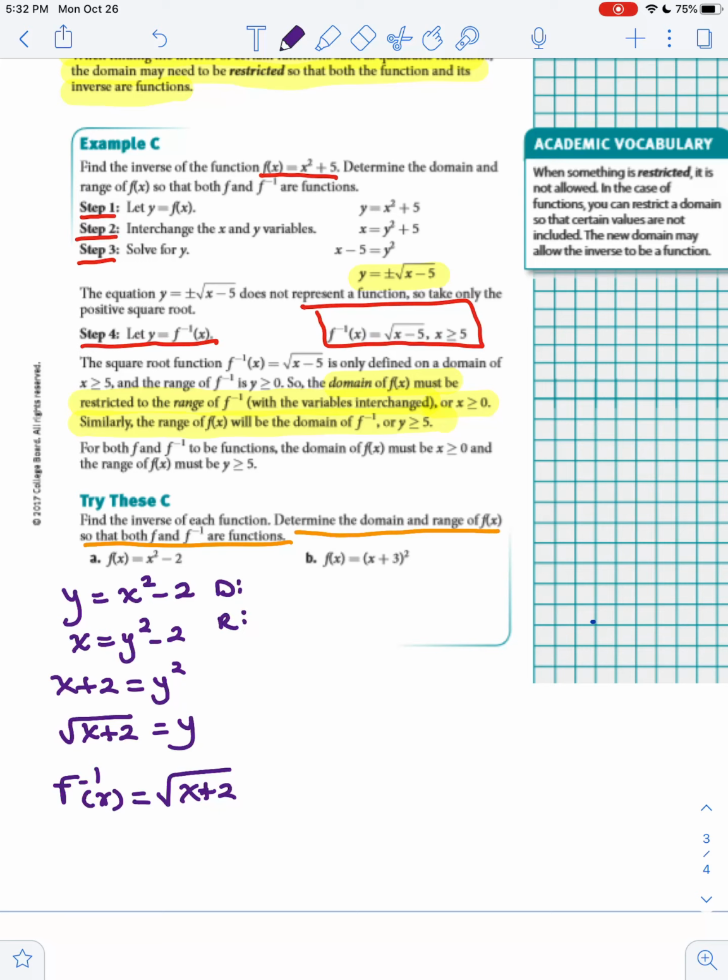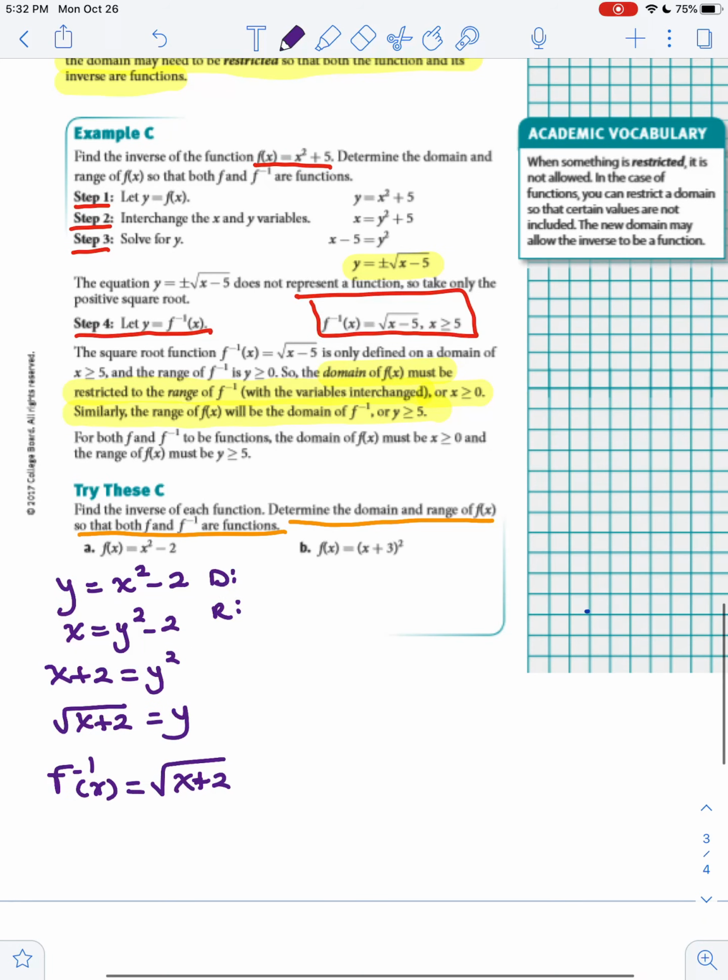But what we need to do is determine the domain and range of the function. So I want the domain and the range of the original function so that the inverse is also a function. So to do that, we really have to start with the inverse. So let's examine the domain of this inverse.